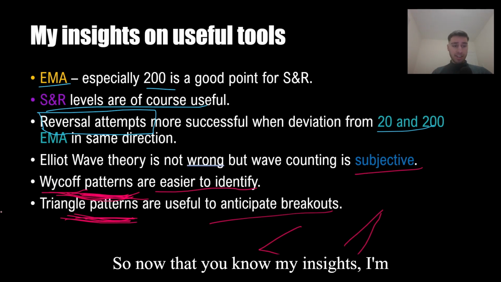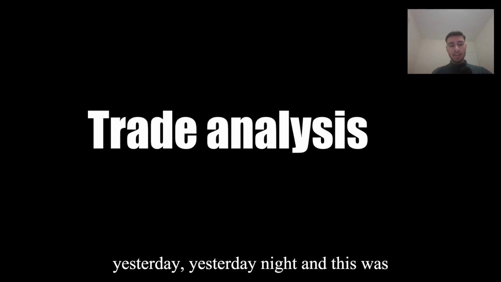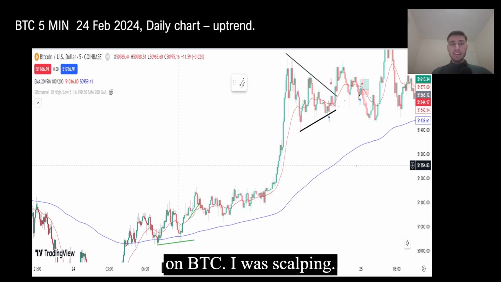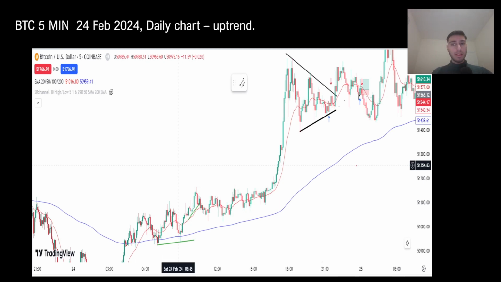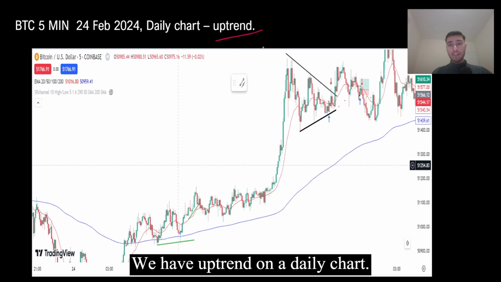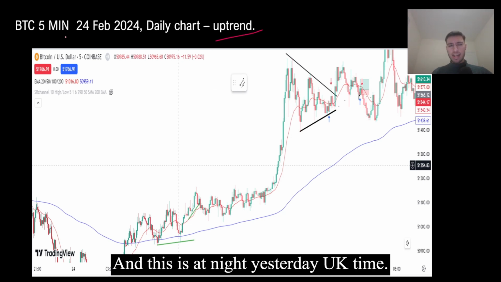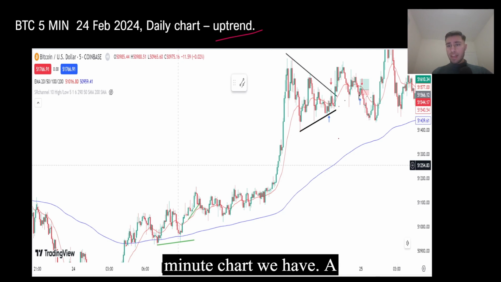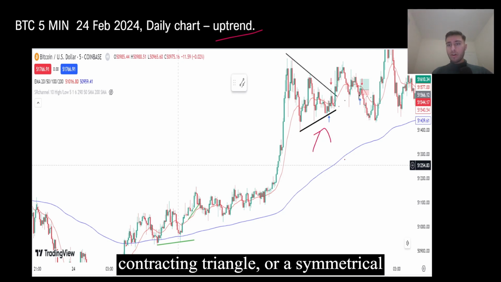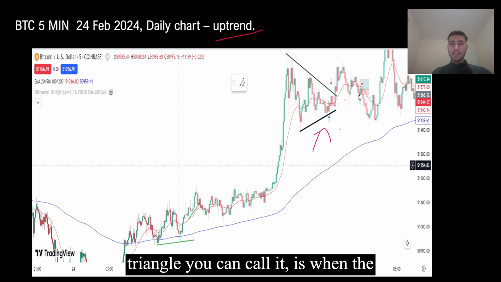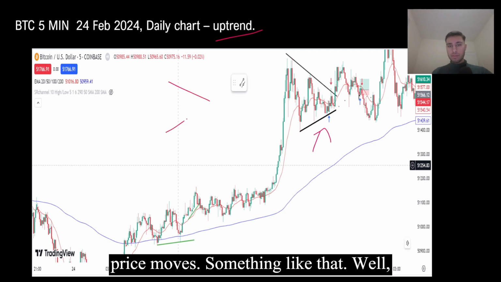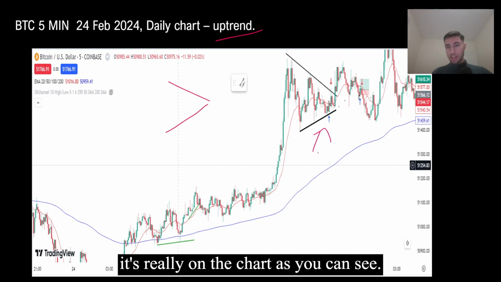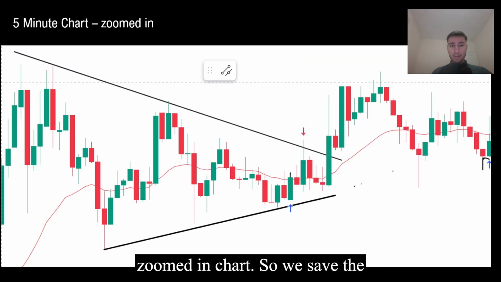So now that you know my insights, I'm going to show you one trade I took yesterday night. This was on BTC. I was scalping. We have an uptrend on the daily chart, and this is at night yesterday, UK time. This was what was happening on the 5-minute chart. We have a contracting triangle, or a symmetrical triangle, you can call it, which is when the price moves something like that. Well, it's really on the chart, as you can see. I'm going to go into more detail on the zoomed-in chart.